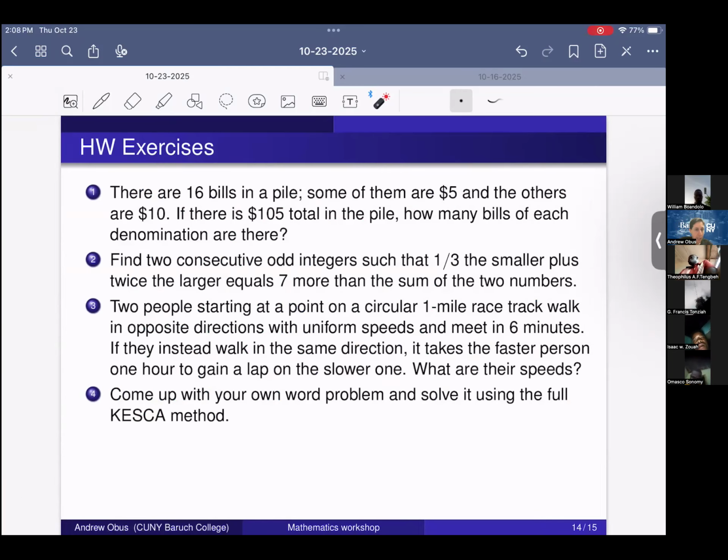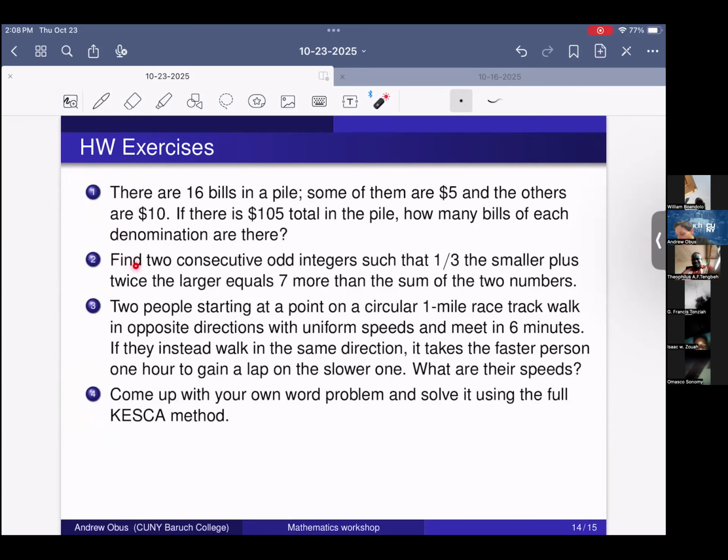So here are the homework exercises for this week. So 3 word problems, and then one is the standard make up your own problem exercise. So the first one, there's 16 bills in a pile. Some of them are $5 and the others are $10. If there's $105 total, then how many bills of each denomination are there? This is a pretty standard basic problem, not too bad.